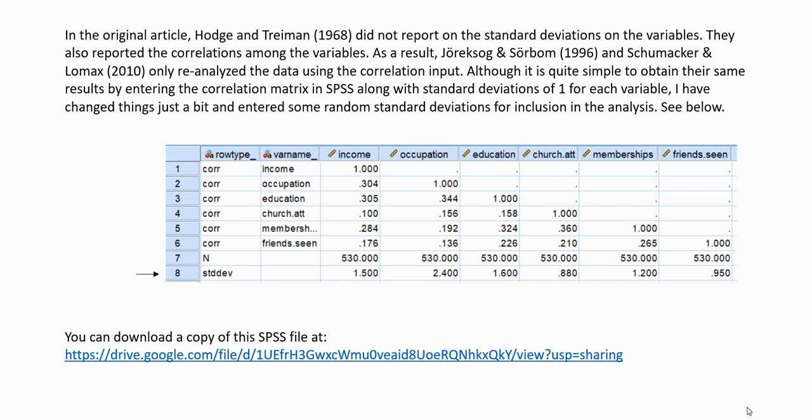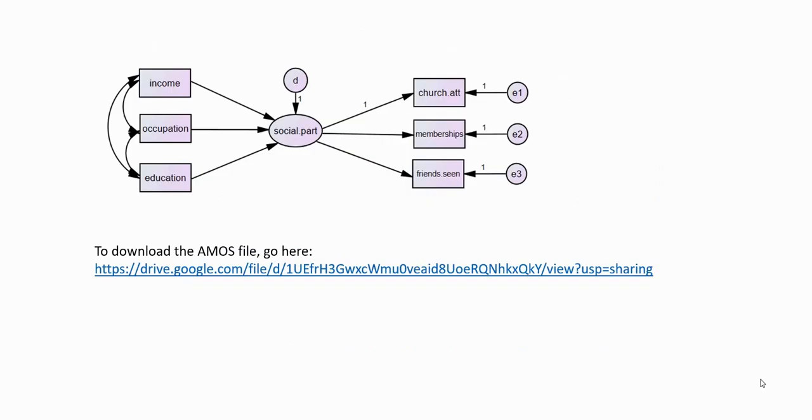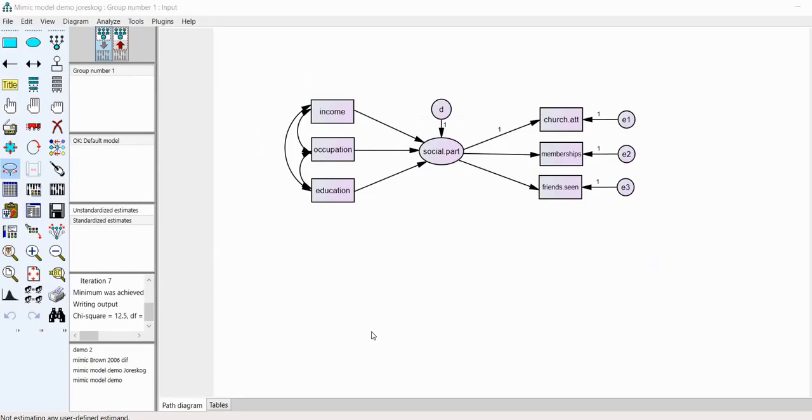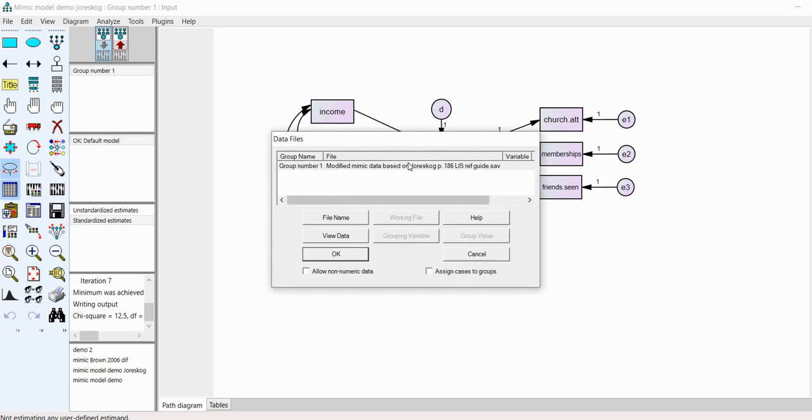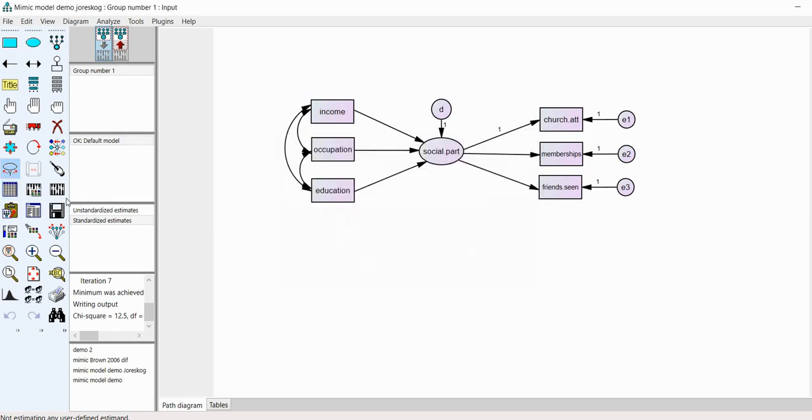At any rate, here's our model once again, and this is the link to that AMOS file if you want to download it to run the analysis. But I'm going to go ahead and open up AMOS and run the analysis. Here we have our model, and if you go under the data files right here, you'll see this is the data file that we're working with. Again, that was what was linked in the PowerPoint presentation.